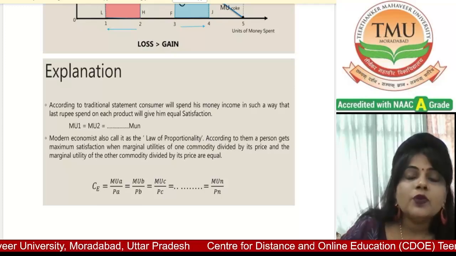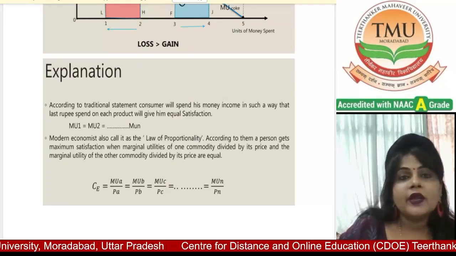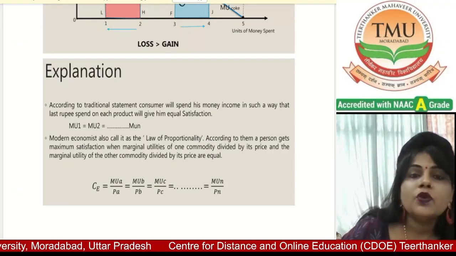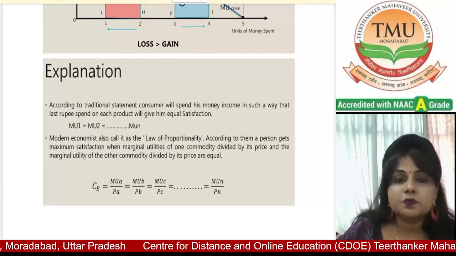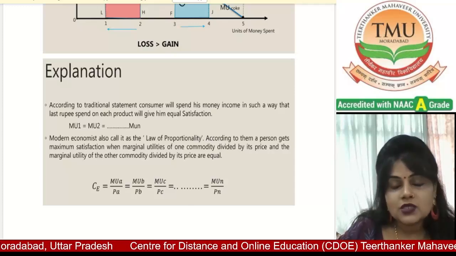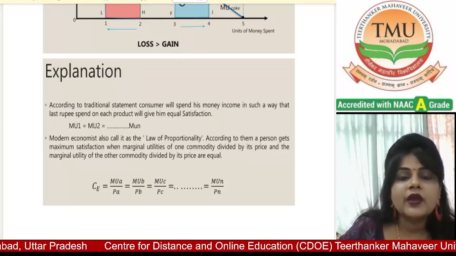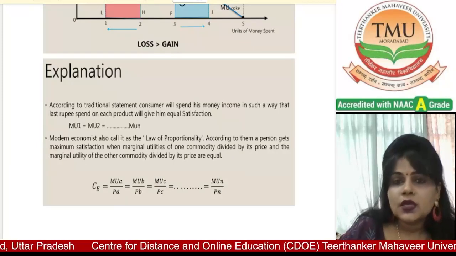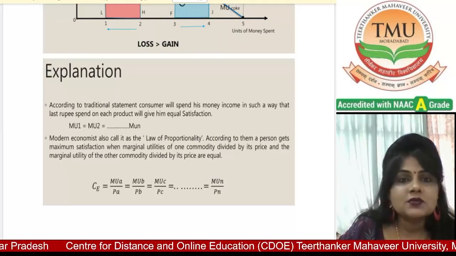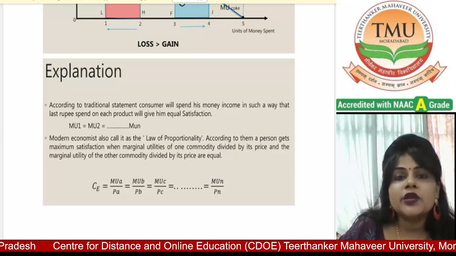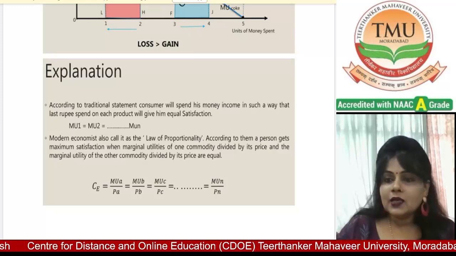You see here that MUA, the marginal utility of one commodity, divided by PA, its price, is equal to MUB, the marginal utility of the second commodity, divided by its price, PB, and MUC, the marginal utility of the third commodity, divided by its price, PC. So the consumer takes different commodities and gets maximum satisfaction when the marginal utility of one commodity divided by its price and the marginal utility of the other commodity divided by its price are equal.